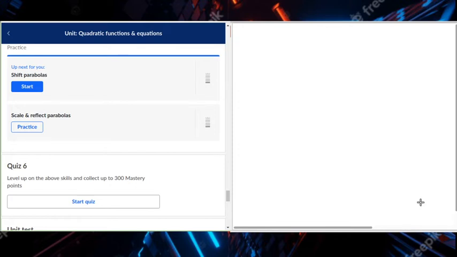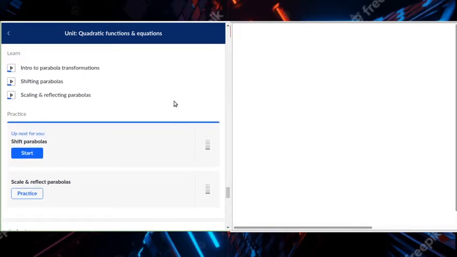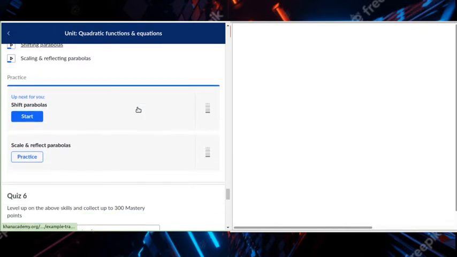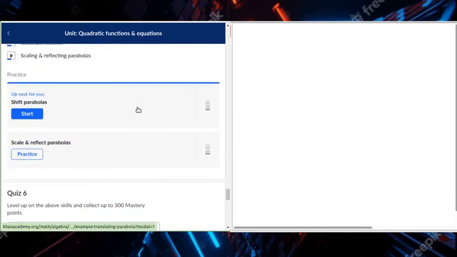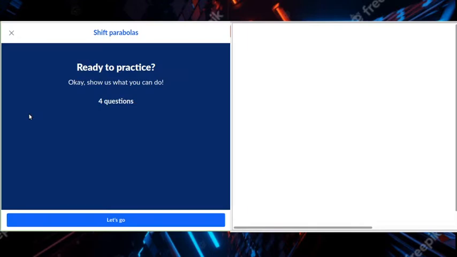Okay, so we're going to start talking about shifting parabolas and transformations in general. So this is transforming quadratic functions. When we transform something, we move it around and we can stretch it in one direction. So let's take a look at how we're going to shift parabolas.